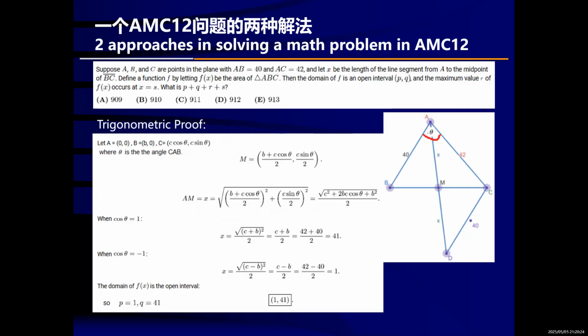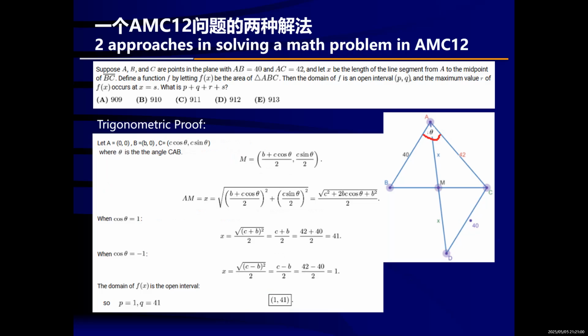Now let's take a trigonometric approach. We place our triangle in the XY coordinate plane. Put A as the origin and B at (b, 0). Let's assume that the angle BAC is theta. Therefore, the vertex C would be at (c cosine theta, c sine theta). So that's the coordinate of the vertex C.